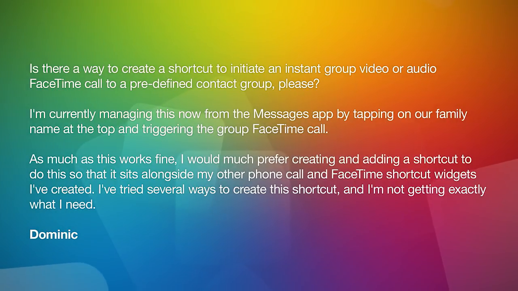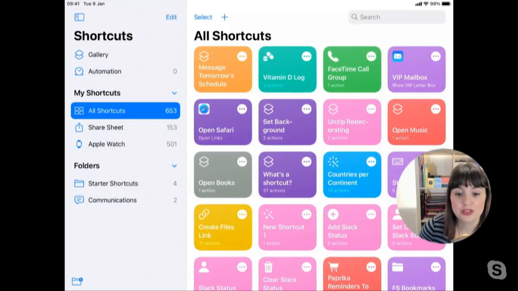And then Dominic continues, as much as this works fine, I would much prefer creating and adding a shortcut to do this so that it sits alongside my other phone call and FaceTime shortcut widgets I've created. I've tried several ways to create this shortcut, but I'm not getting exactly what I need. And there's a couple of reasons behind this, Dominic. First of all, the groups that exist in Messages are purely inside Messages, and they're not really accessible anywhere else. This is a shame, and it's something I hope that Apple improves.